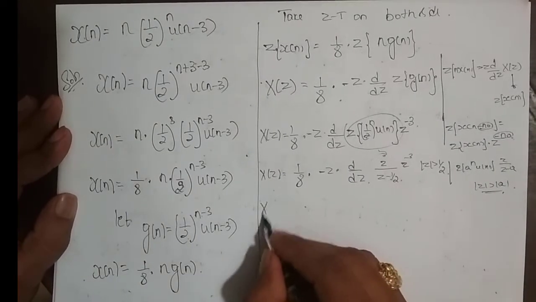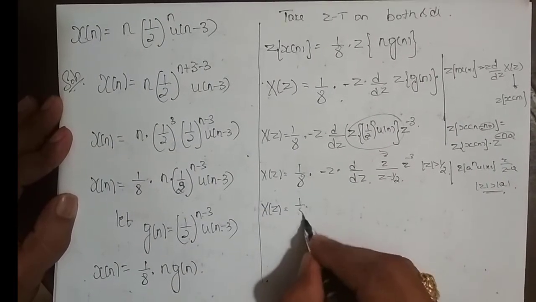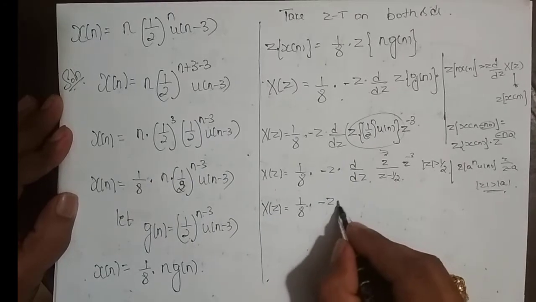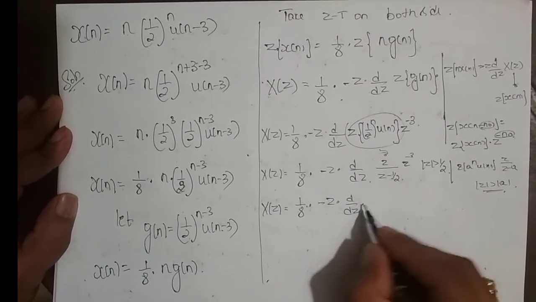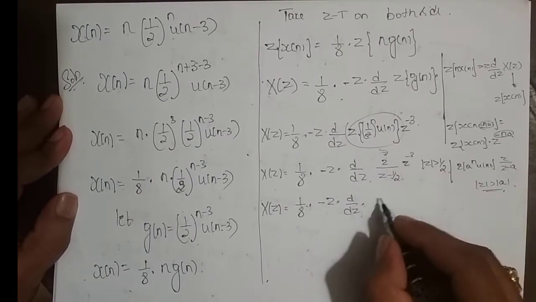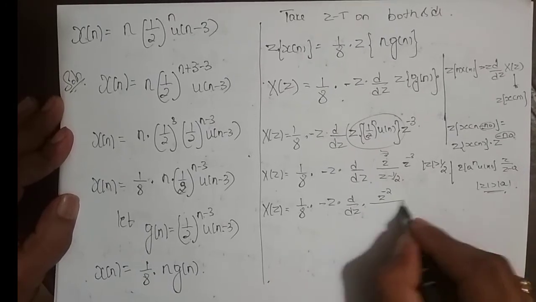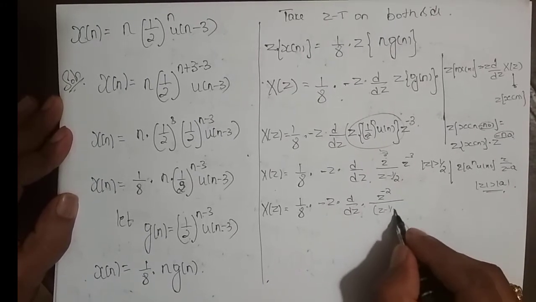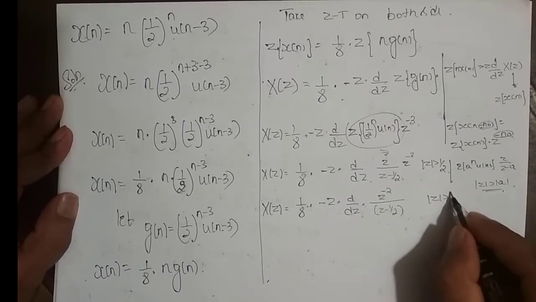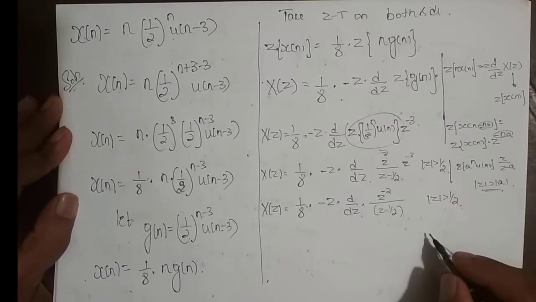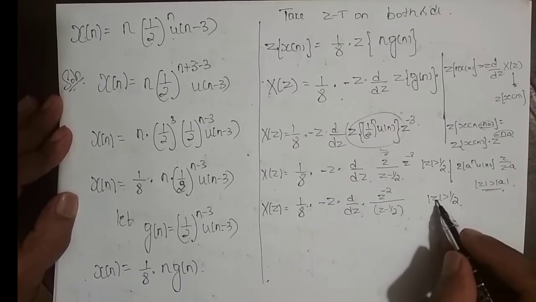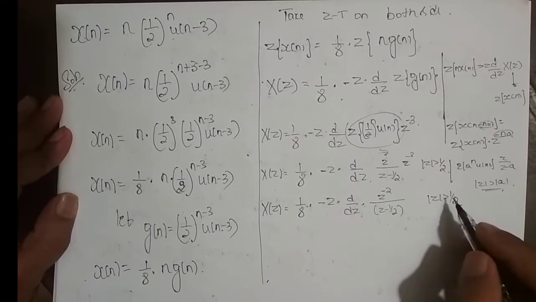Fine. So x of z is equal to 1 by 8 into minus z into d by dz of, so z power plus 1, z power minus 3, z power minus 2, whole divided by z minus 1 by 2, with magnitude of z greater than 1 by 2. I have to carry the ROC. Unless I touch the z, the ROC remains the same.